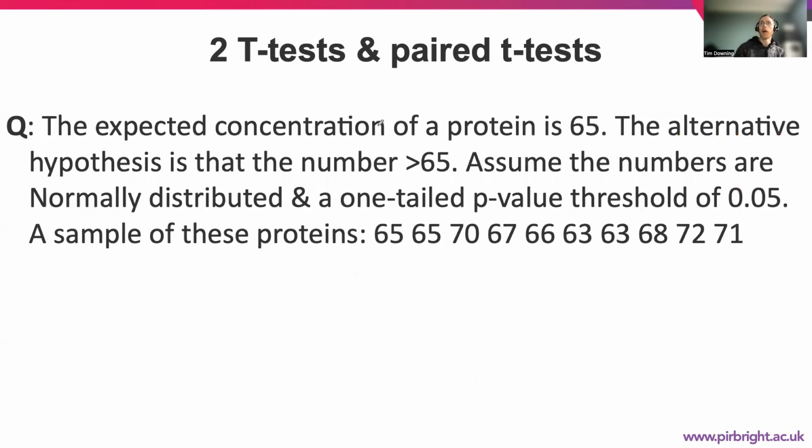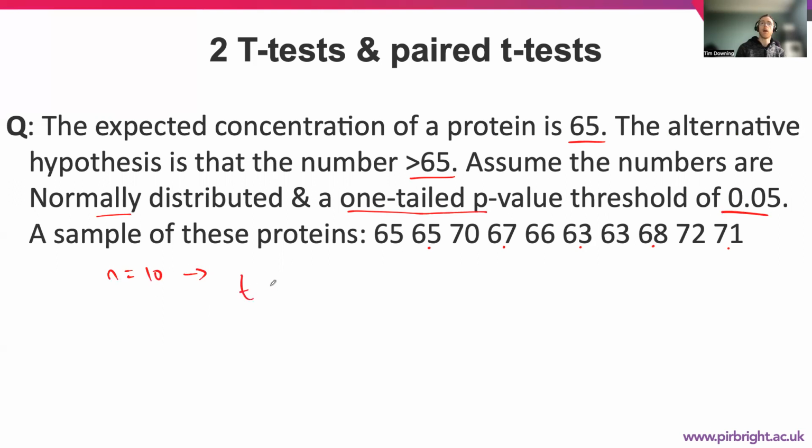In practice, we might have a one-sample t-test like this. I think it's one sample. So if the expected concentration of protein is 65, the alternative is that it is greater than 65. So that's a one-tailed test, with a one-tailed p-value, given a threshold of 0.05, assuming that they're normally distributed. And we have this sample, so we have 2, 4, 6, 8, 10 samples. So we have n equals 10. Therefore, we get the corresponding t-distribution for n equals 10.